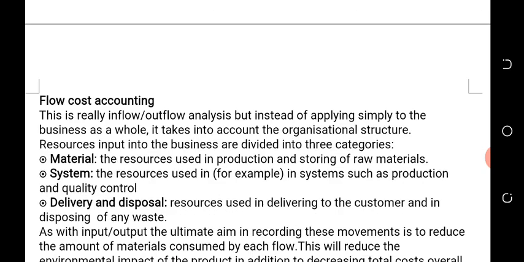Now, the flow cost accounting. This is really inflow and outflow analysis, but instead of applying it simply to the business as a whole, it takes into account the organizational structure. Resource inputs into the business are divided into three categories. One, the material, the system, and the delivery and disposal.